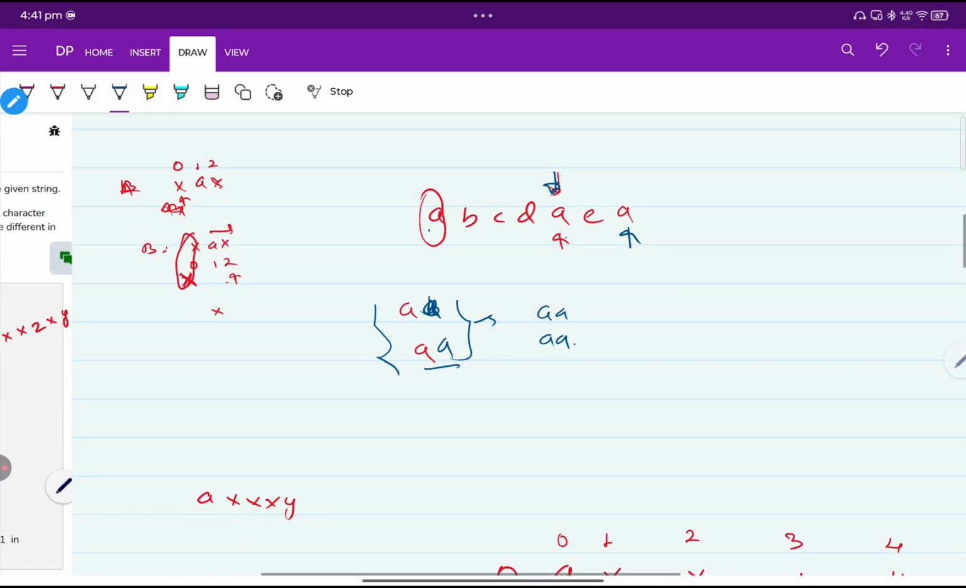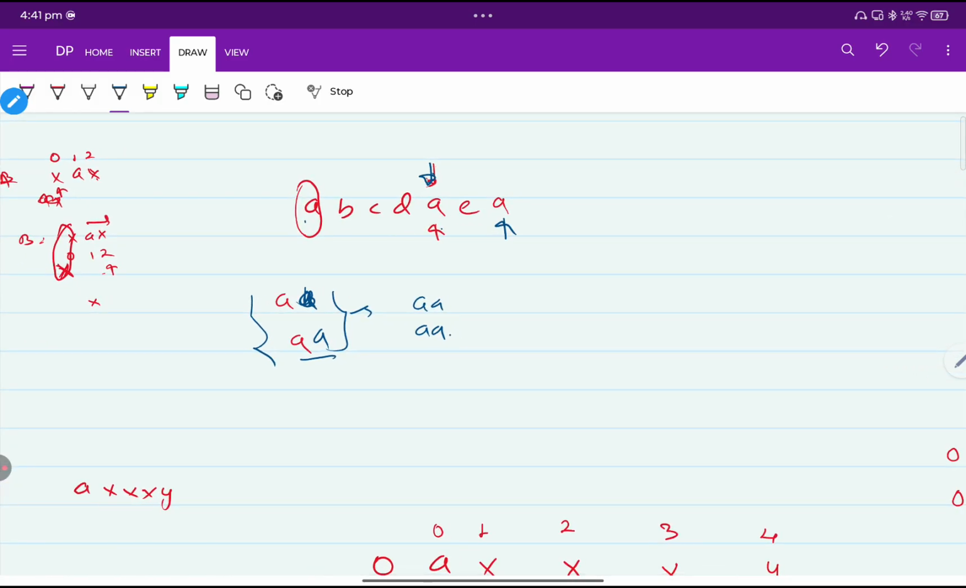What I want to convince you is that there are A's at indexes 0 to 3, and then 4 5 6. In the first subsequence, the indexes of A and double A are 0 and 3, and in the second subsequence the indexes are 4 and 6. That means I can reuse this character, but the condition is that these indexes are not the same.